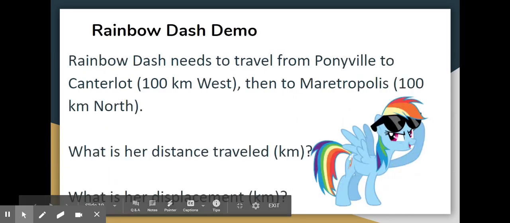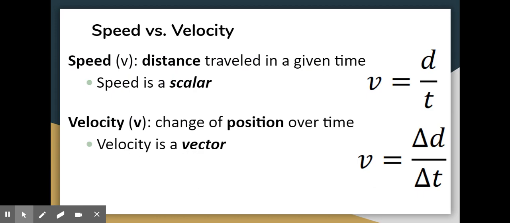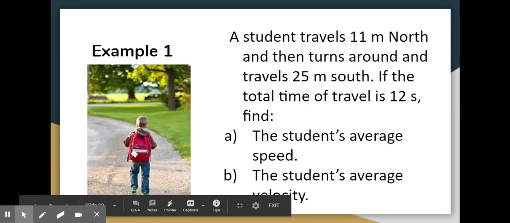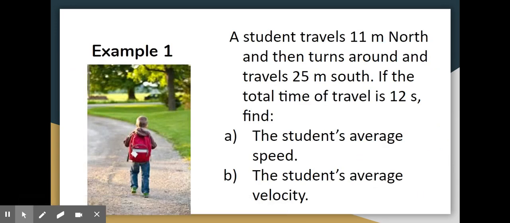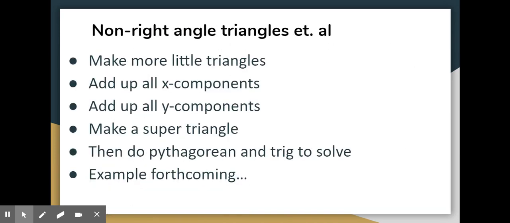And we talked about Rainbow Dash. And this problem's kind of fun if you would like more practice. Distance traveled, displacement at B and C. You can draw triangles between these spots and do SOHCAHTOA for extra practice. Okay. And there's another practice problem here, a couple other practice problems in here, if you would like to tackle them.